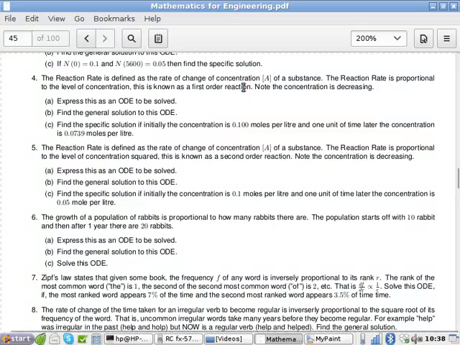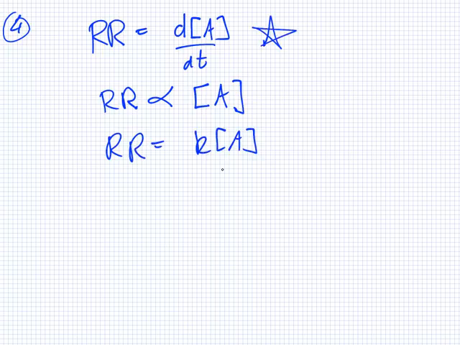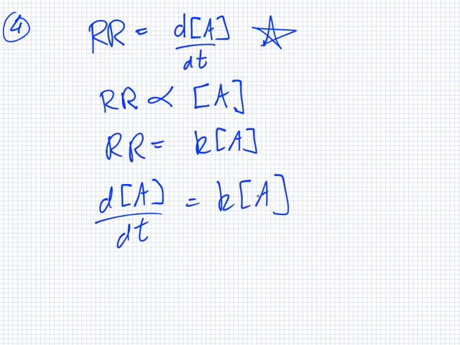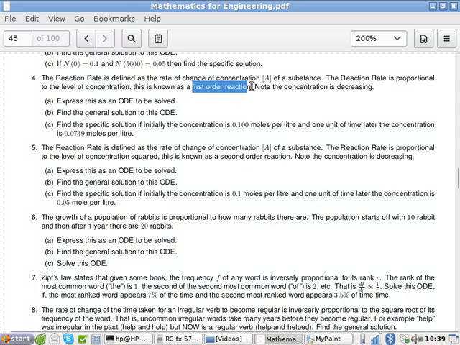This is actually called the first order reaction law. You can say reaction rate is equal to KA, but you have this as the definition of reaction rate. So you can say dA/dt equals KA. Now you've changed a chemistry law into a differential equation, an ODE. You will do this in chemistry, I promise you. It's called the first order reaction rate law.